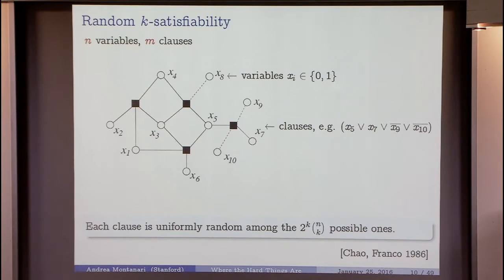When people started finding how to put a probability distribution, one of the first ideas, now I don't know which one is the very first paper that does this, but it's a pretty old paper, was: I'll draw a formula uniformly at random, or equivalently, I'll draw each clause independently, among all the possible ones. So how many possible clauses of k variables can I generate? n choose k, because I have to pick the k variables, times 2 to the k, because I can negate or not each of the literals. So I sample m clauses independently from this distribution.